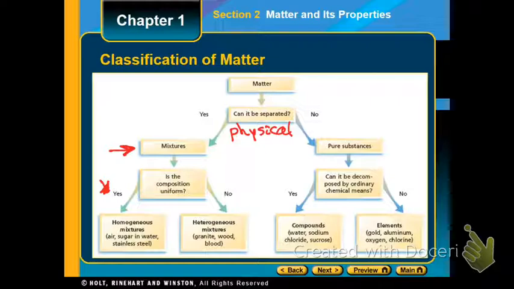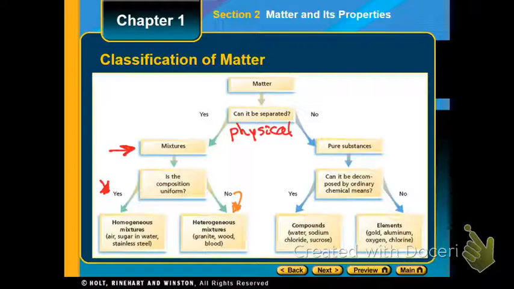If the composition of your mixture is not uniform, then you have a heterogeneous mixture, and again that prefix hetero typically means two or more. Granite, if you have granite countertops at home, think of a big rock. Rocks don't really look uniform. Wood is an example of a heterogeneous mixture. Blood is an example of a heterogeneous mixture. We just talked about centrifuging blood and separating out the plasma from the red blood cells, so that is also going to fall under heterogeneous instead of homogeneous.